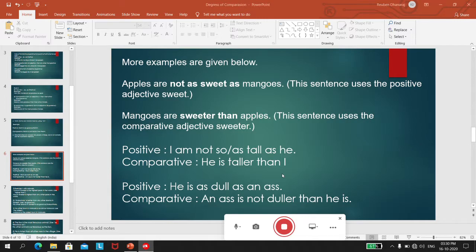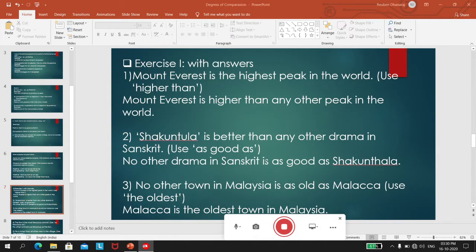Next example. Positive degree: He is as dull as an ass. Ass is nothing but a donkey. Now the comparative form: An ass is not duller than he is. I hope that you understood. Now there are some exercises over here, with answers I've given.